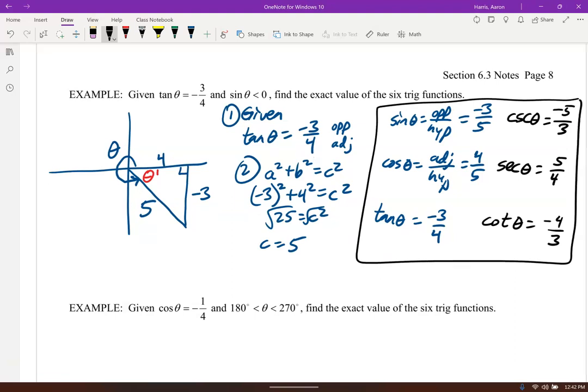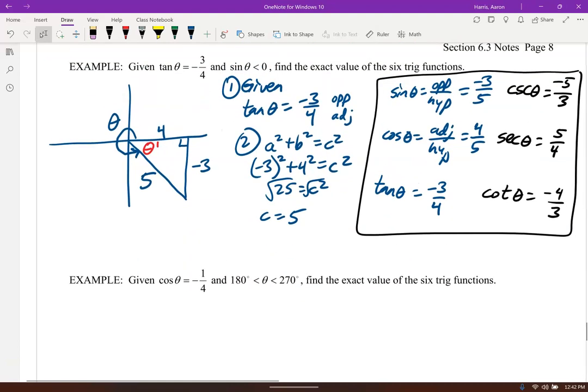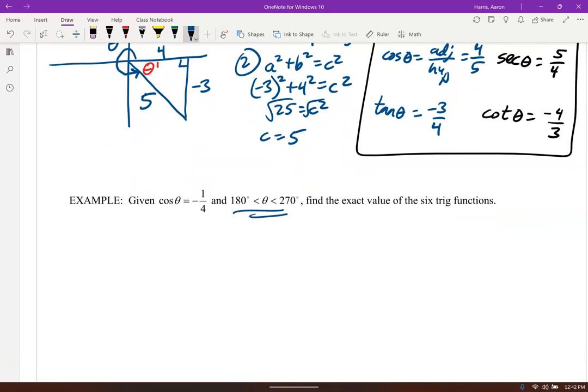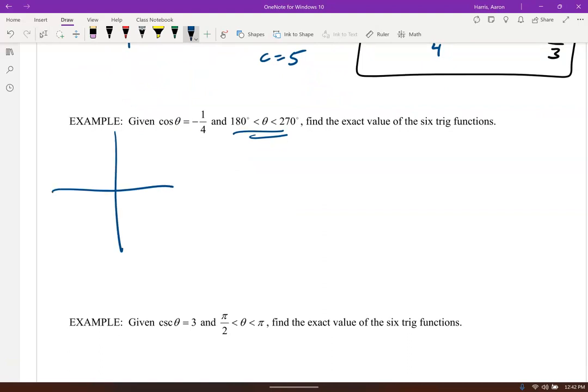Okay. Let's do another one here. Cosine in this case is negative 1/4. And they tell us this is less than 270, but it's greater than 180. So I've got to rotate into quadrant 3. They tell me that it's in quadrant 3 because I'm more than 180, but I'm less than 270 degrees.